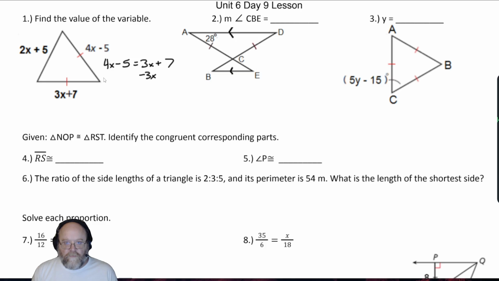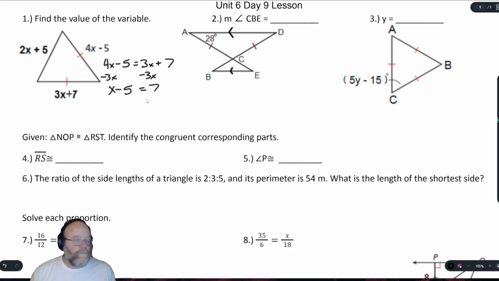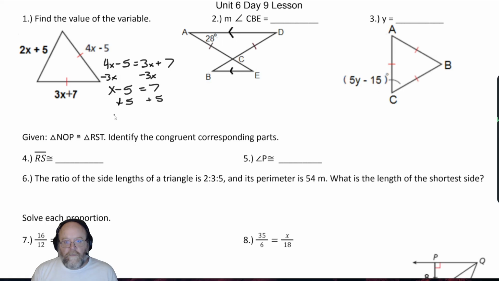Subtract the 3x from both sides. Just kind of letting y'all do the algebra ahead of me here. Okay. Add the 5. And x is going to be 12.